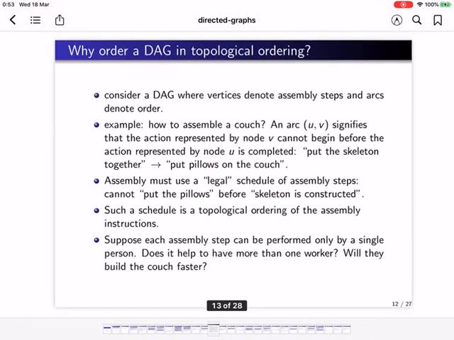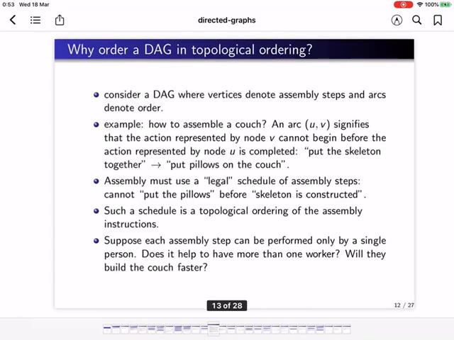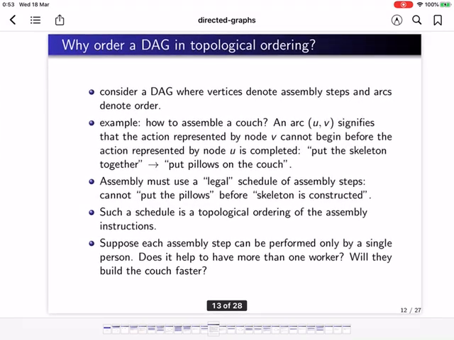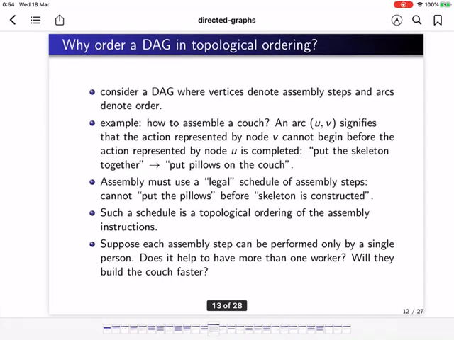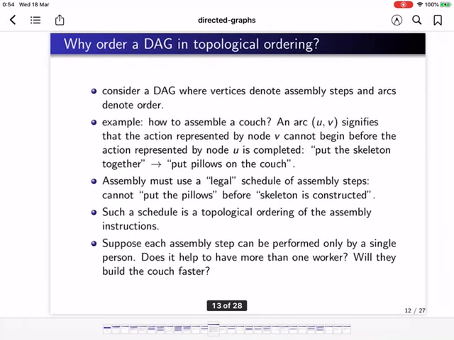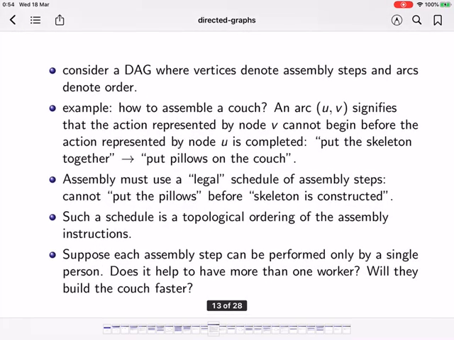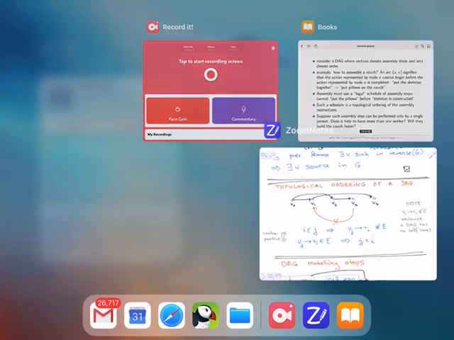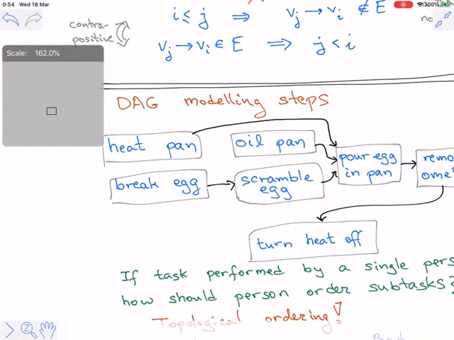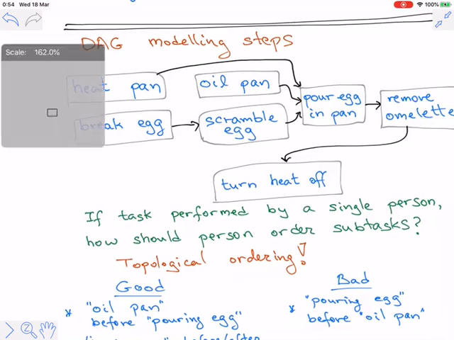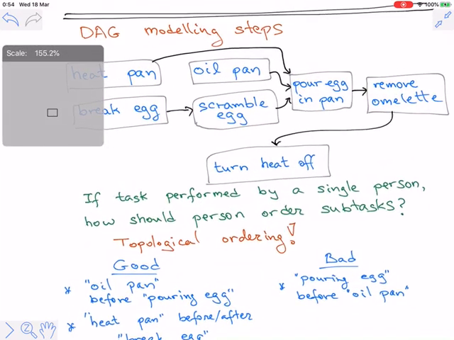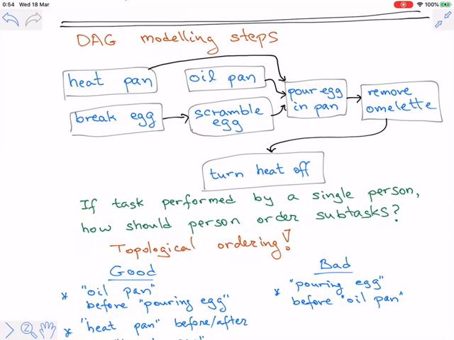Now, let me try to explain how a directed acyclic graph can be used in order to specify a procedure that consists of many subtasks. I'll use a different example than the one used in this slide. Let's go here. Okay. So let's use a DAG in order to model the steps that you need to do in order to perform some task. Okay? So what we have here is the task of preparing an omelette.